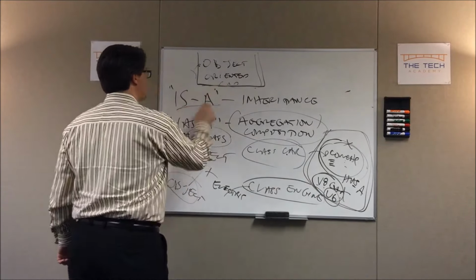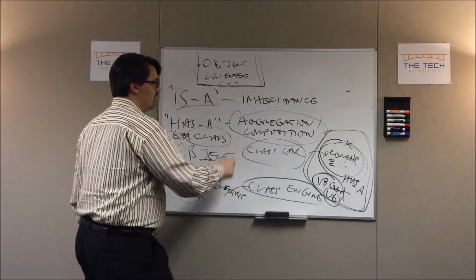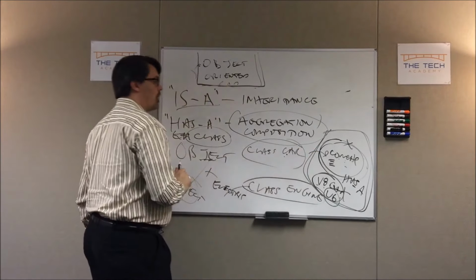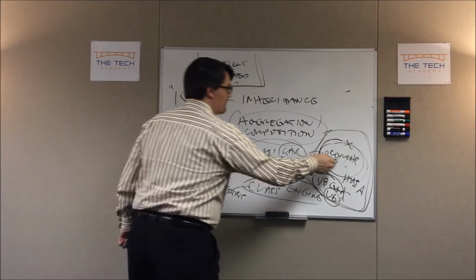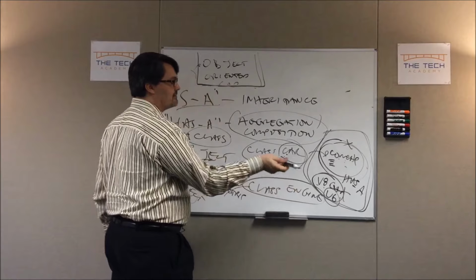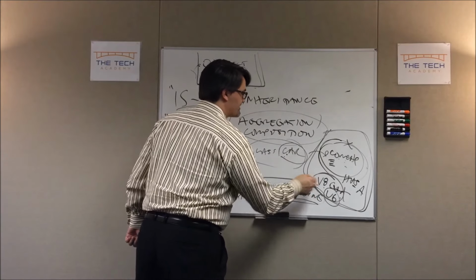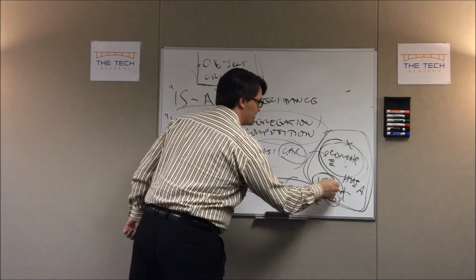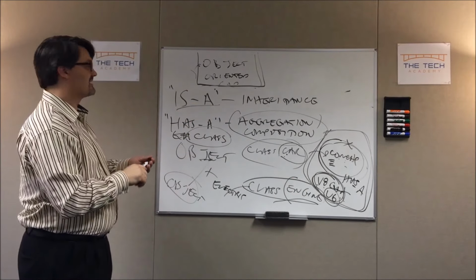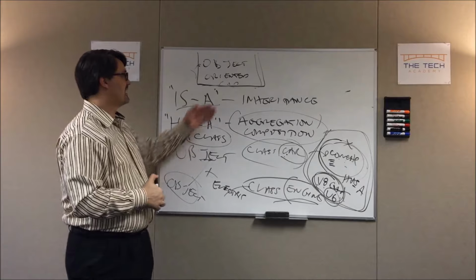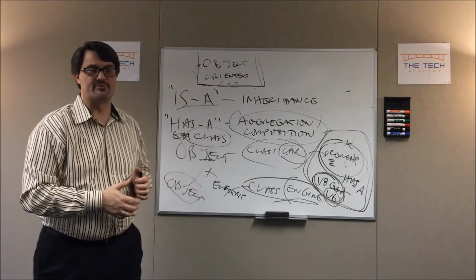So that's is a and has a. This Corvette is a car. It's a member of the class called car. This Corvette has an engine. It has an instance of the engine class that is this exact set of behaviors and characteristics. That's is a and has a. That's inheritance and aggregation or composition.